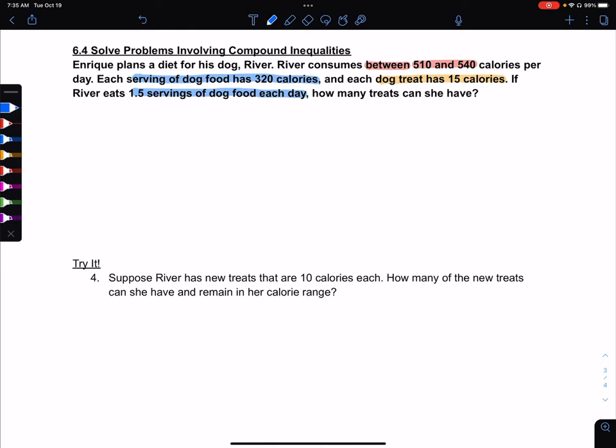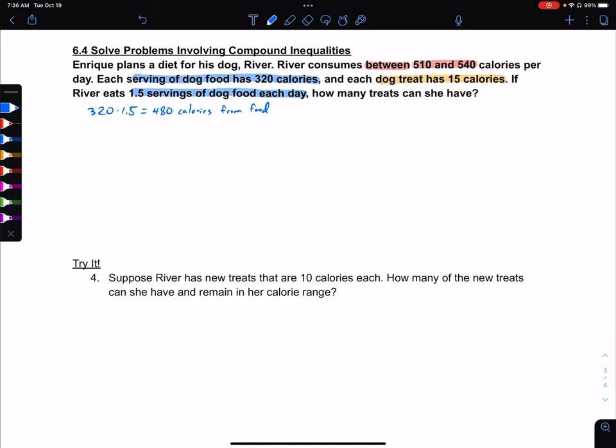So we have 1.5 servings of food each day. If each serving of food is 320 calories, we're having 1.5 of those per day. So 320 times 1.5 would be 480. So we know 480 calories from the food.